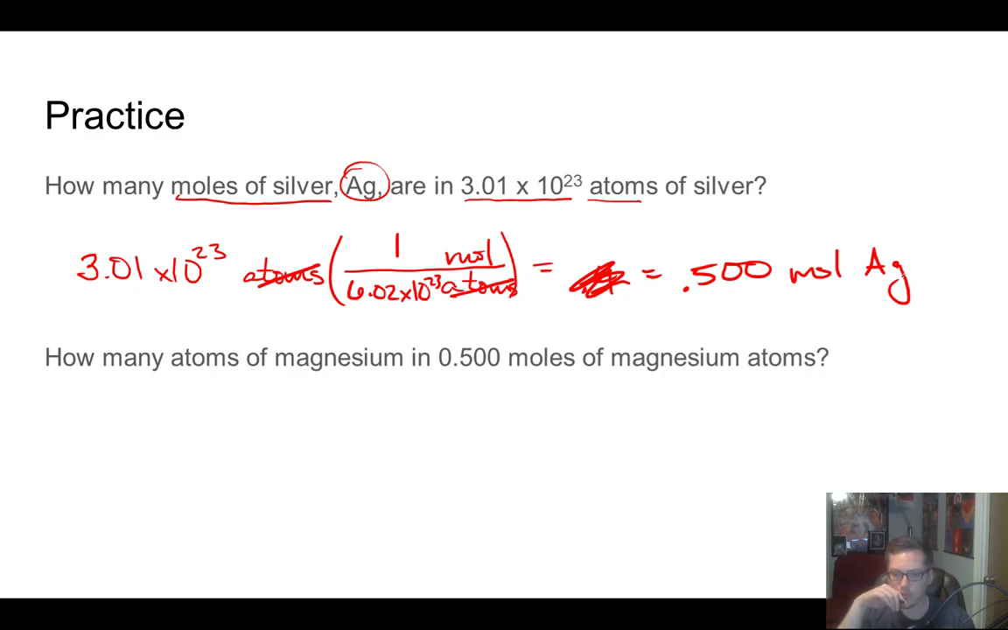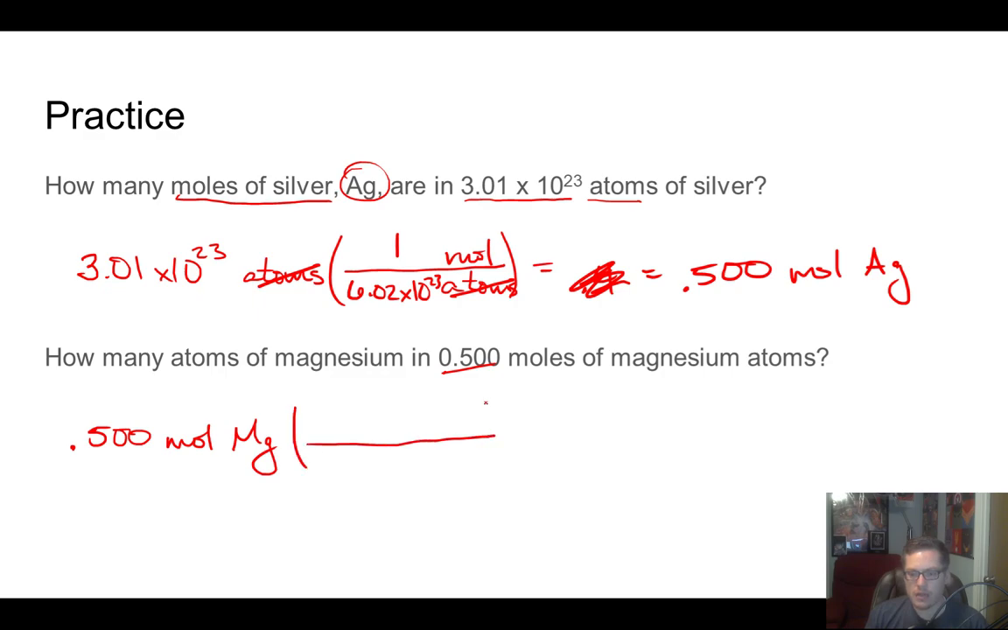Because 3.01 is exactly half of 6.02. Okay. All right. Now it says how many atoms of magnesium are in 0.500 moles of magnesium. So now we're going to start with what we know, which is the 0.500 moles of Mg. All right. And we're going to convert that to atoms of magnesium. So we're starting with moles, so we'll put moles down here, and then we're going to atoms.